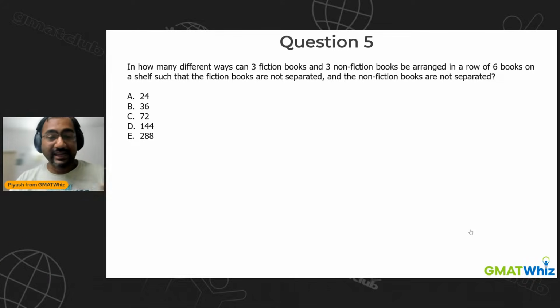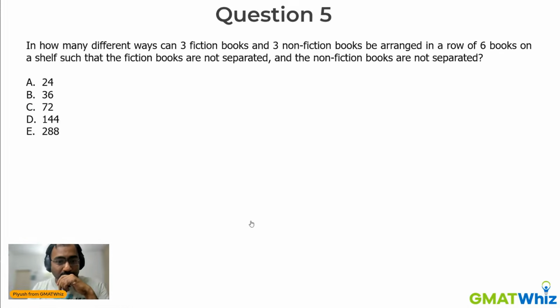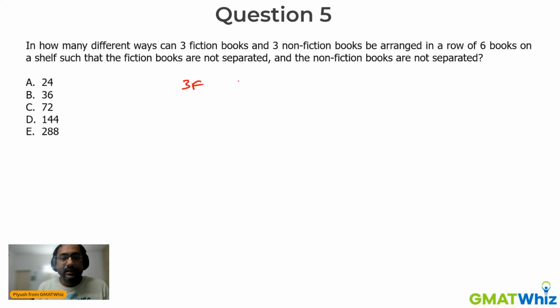But anyway, coming back to this, in a PNC question, it is very critical for you to strategize. Let me go a little more full screen into this question. In how many different ways can 3 fiction books and 3 non-fiction books be arranged in a row of 6 books on a shelf? So I have 3 fiction and 3 non-fiction books.